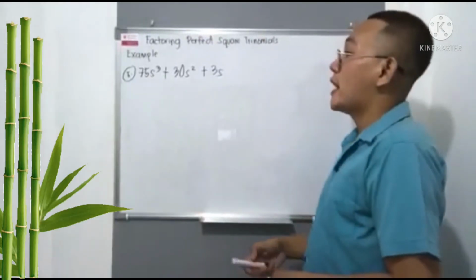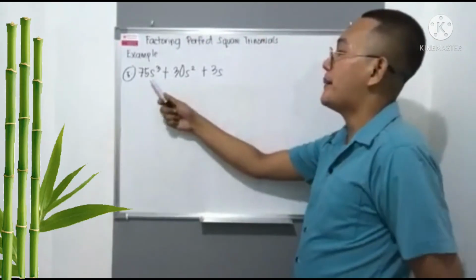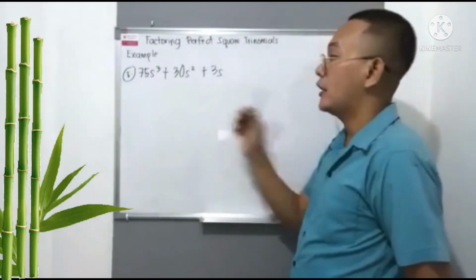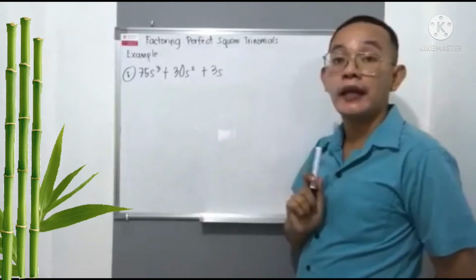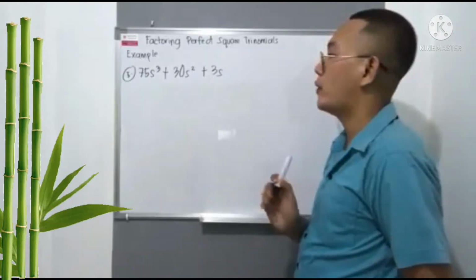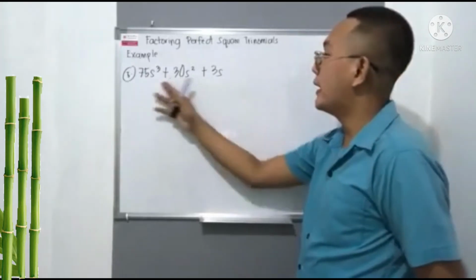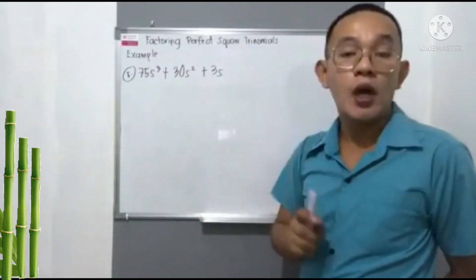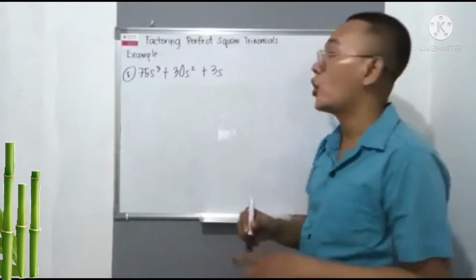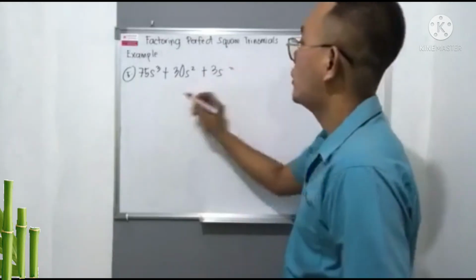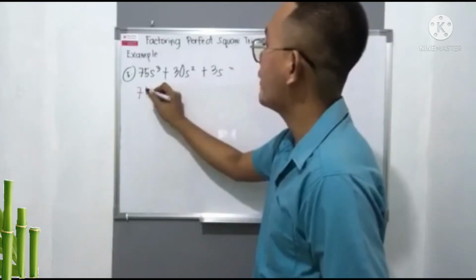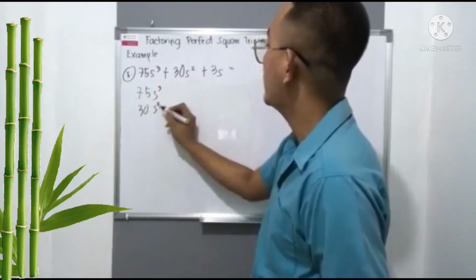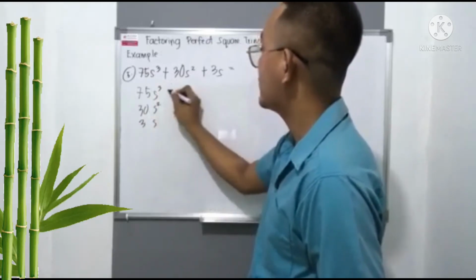Okay, for the last example, we have 75s cubed plus 30s squared plus 3s. So, tingnan natin yung first term and last term natin ay hindi naman sila mga perfect square trinomial. So, pag tinignan natin naman yung given, lahat sila may variable na s. So, therefore, pwede natin silang i-factor using the common monomial factor. Okay, so we have here 75s cubed, 30s squared, and then 3s.